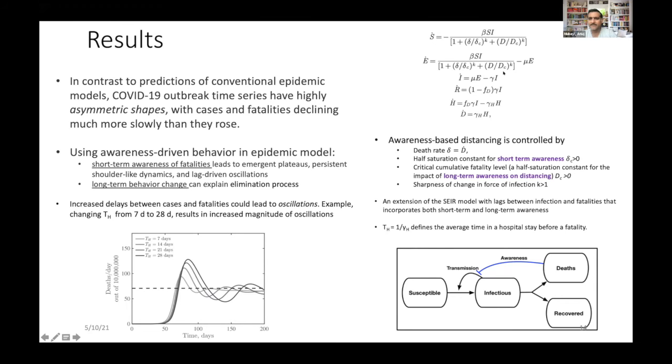Yes, and this could be made simpler also. There are two things here: short-term awareness and long-term awareness. Short-term is governed by the little delta over delta C, and long-term by D over DC. We don't have to take both of them together. We can take one at a time, for example. It will make it much simpler from that perspective.